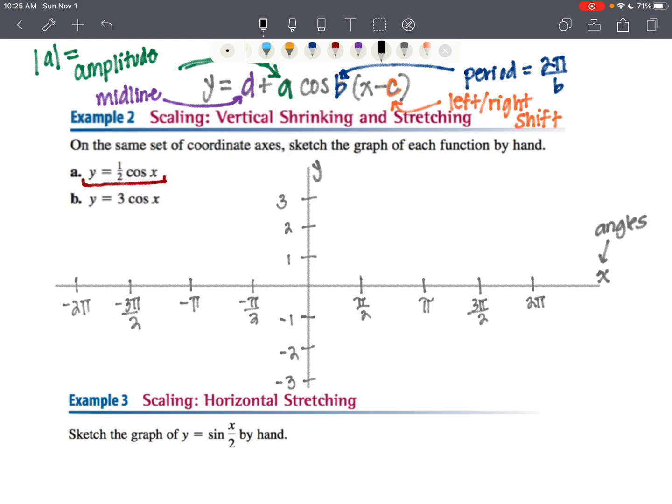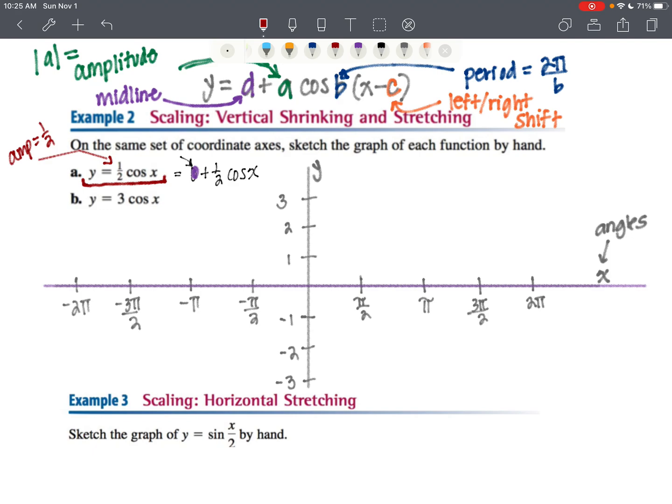I could rewrite for you that this is equal to 0 plus 1/2 cosine of x. The 0 tells us that our midline is at y equals 0. But if you don't see that value there, you know that the midline is at y equals 0. Now 1/2 the cosine means that the amplitude is only going to be 1/2.